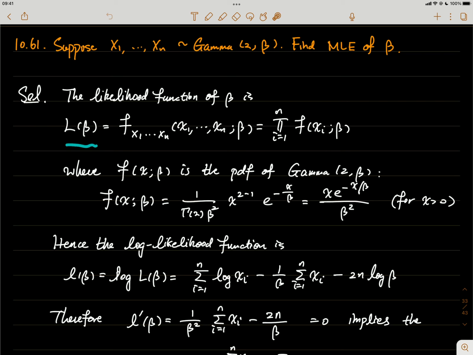So the likelihood function of beta is just the joint distribution of the random sample with beta as the unknown parameter. So the x will be given, and beta will be the parameter to be estimated. Then because these are independent and identically distributed, the joint distribution is just the product of the marginal distributions, or just the product of their individual distributions here. And we recall the individual distribution for the gamma distribution.